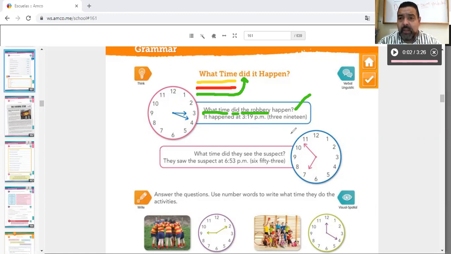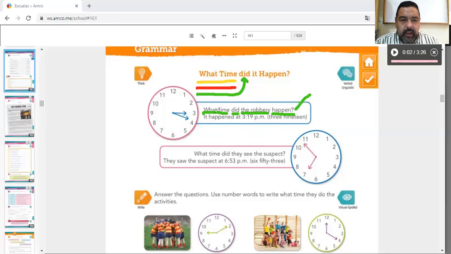And then, do I have a complementary? Yes, I have a complementary. I'm asking, when did it happen? ¿Cuándo sucedió? So basically, this sentence over here is quite the same as this one, but I am just adding what time, okay? Then did, then the subject, then the verb, and then the complementary. So it's gonna be almost the same, right, kids? So let's go back to our textbook.